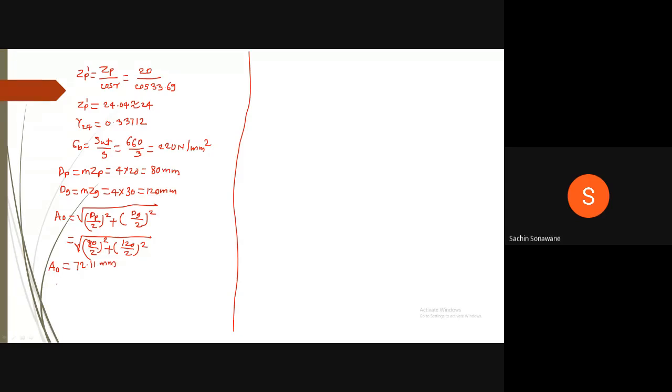Therefore, beam strength SB is equal to, we know the formula of beam strength, m b sigma b into Y into (1 minus b divided by a naught). Therefore, substitute the values. 4 into 20 into 220 into Y value, they have given 0.33712, into (1 minus 20 divided by 72.11). Calculate beam strength.